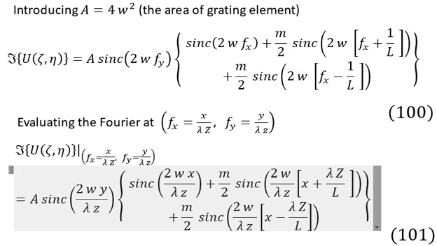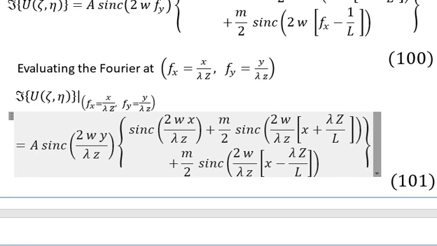You can see that fx and fy have been replaced by their corresponding values given in the parentheses. That is, fx is equal to x over lambda z, fy is equal to y over lambda z. So equation 101 is our final result of the Fourier transform of the input field evaluated at the Fourier frequencies as listed.